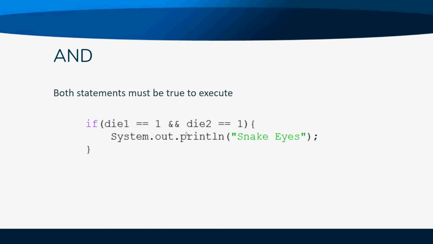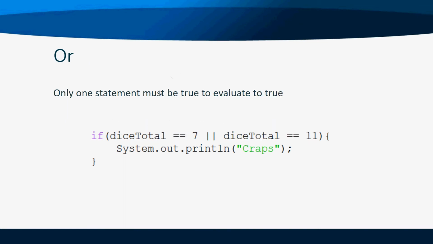Okay, and yeah, this is the same exact example. I have a die 1 and a die 2, and I want to see if both dice are equal to the value 1 to see if I have snake eyes. Snake eyes is when you roll 2 ones. So this one's saying if die 1 is equal to 1 and die 2 is equal to 1, then you have snake eyes. If we had accidentally put an OR in here, that wouldn't work because you could roll a 1 and a 6, and that's not snake eyes. So that is AND.